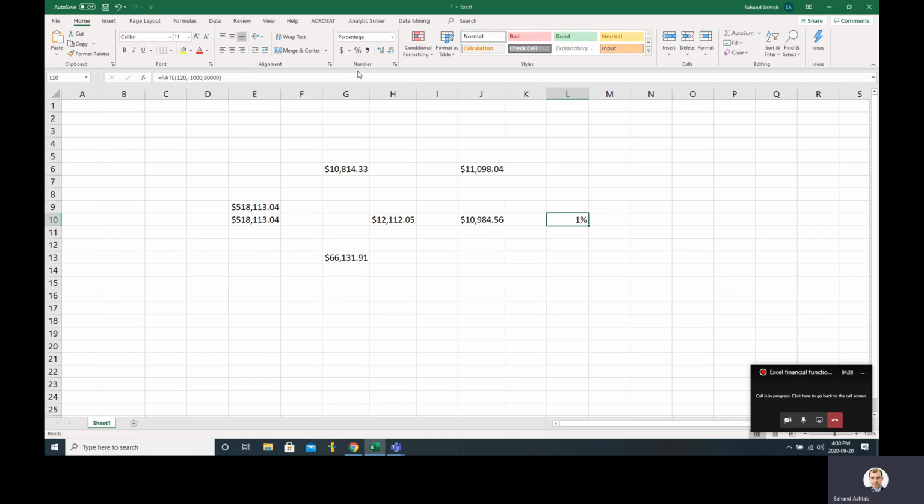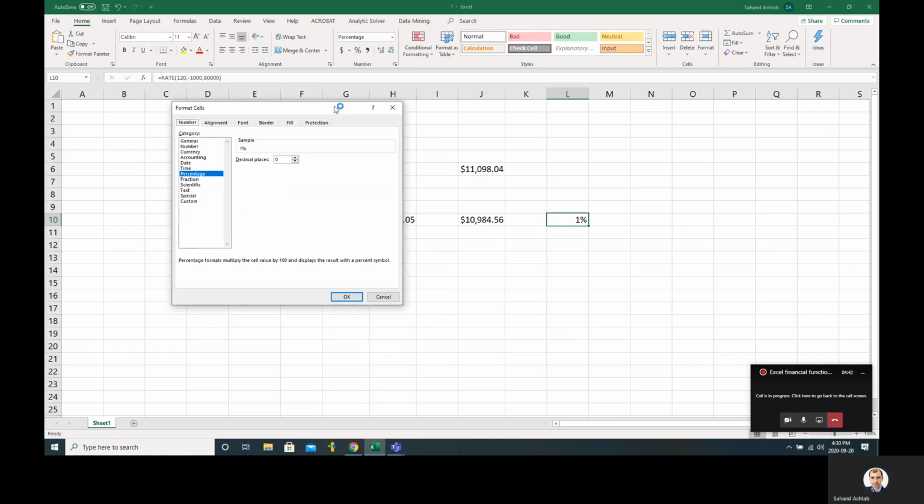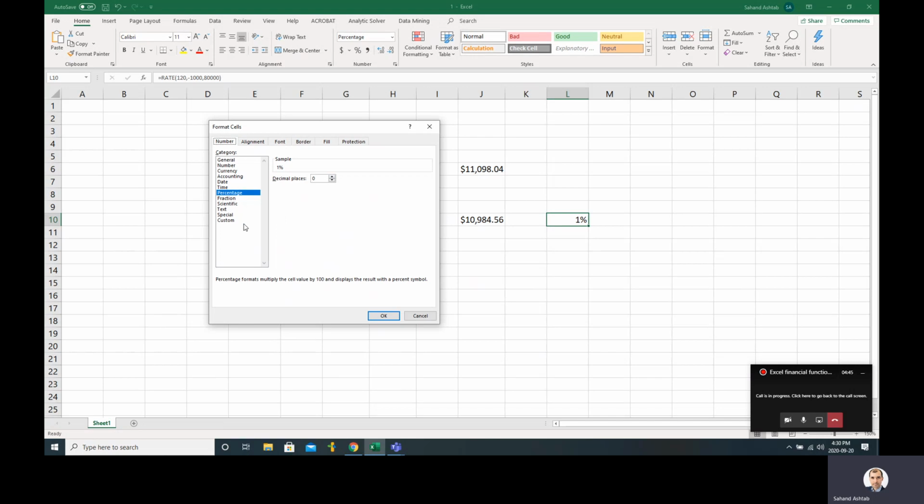So we are in the Home tab, Number group. At the corner here, there is an arrow pointing diagonally to the bottom right. If you left-click on that, this box will pop up. Here, you will see different formatting for numbers. One of them is percentage, because what we're expecting as the result of using the RATE function is a percentage. There are different formattings that we'll look at. For this example, we are interested in percentage because it's a rate.